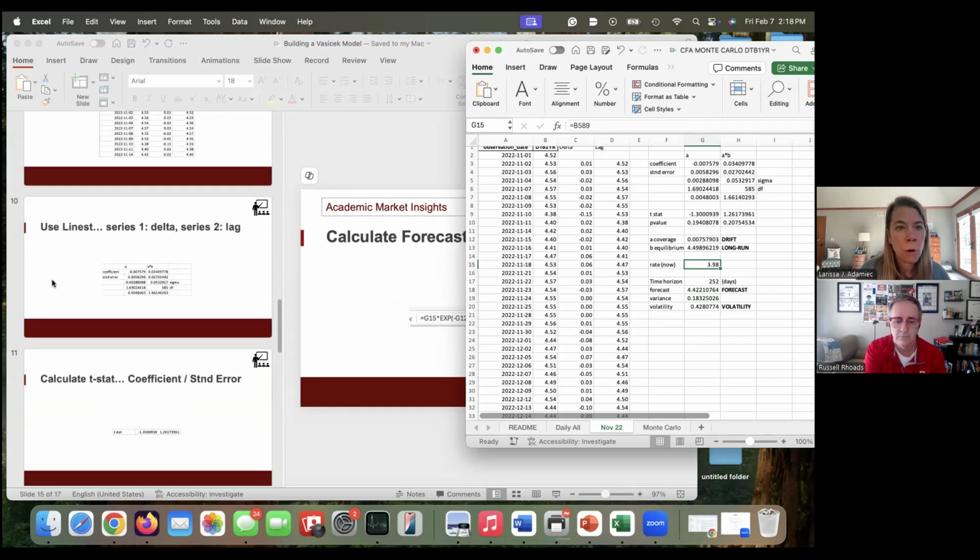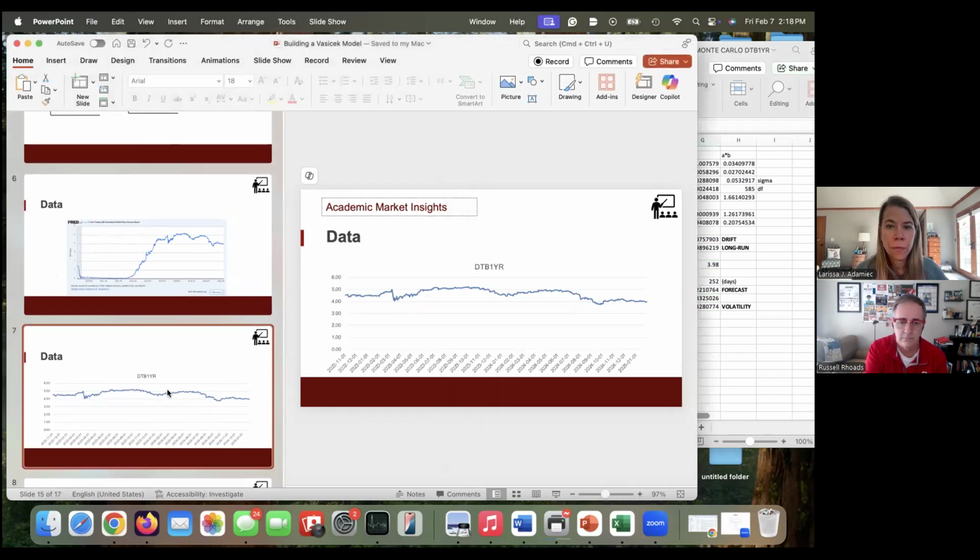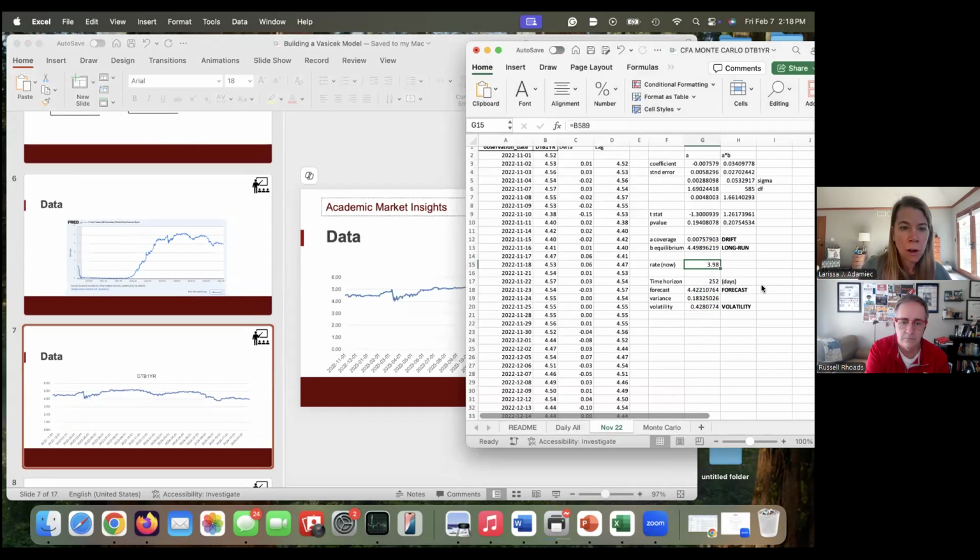I'm going to come over to this here so we can take a look at our time series. We've got a 3.98, and this makes sense because we have seen higher rates in our long run average. So we are predicting that next year, from 3.98 we'll be at 4.42.